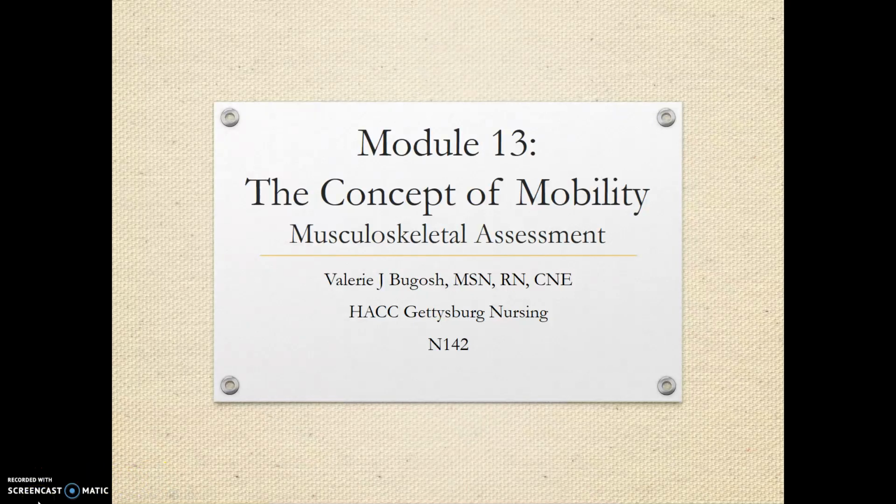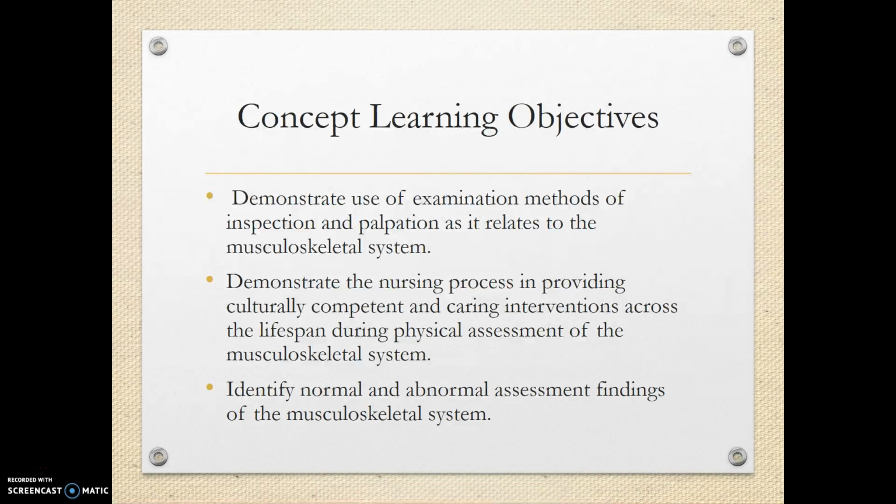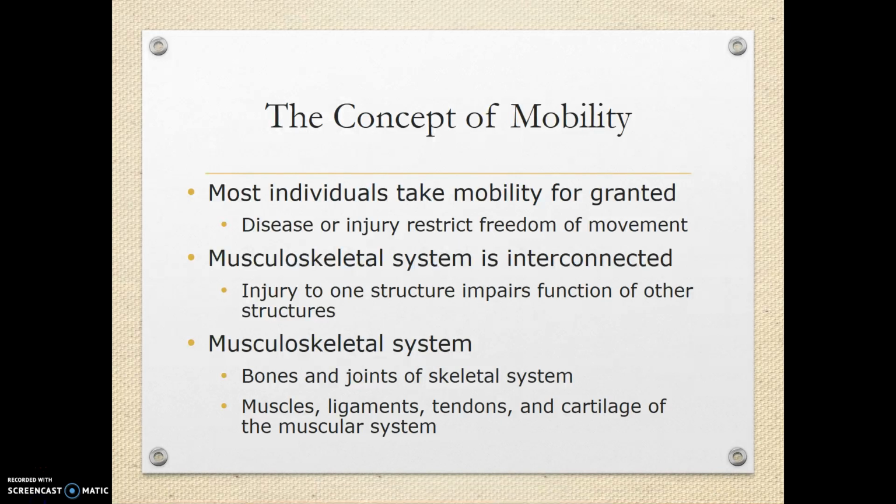This podcast is Module 13, the concept of mobility, focusing on the musculoskeletal assessment. Here are your learning outcomes. So this is just basically about mobility. Make sure you're reviewing your A&P as it relates to the musculoskeletal system. It's going to include muscles, ligaments, tendons, cartilage.